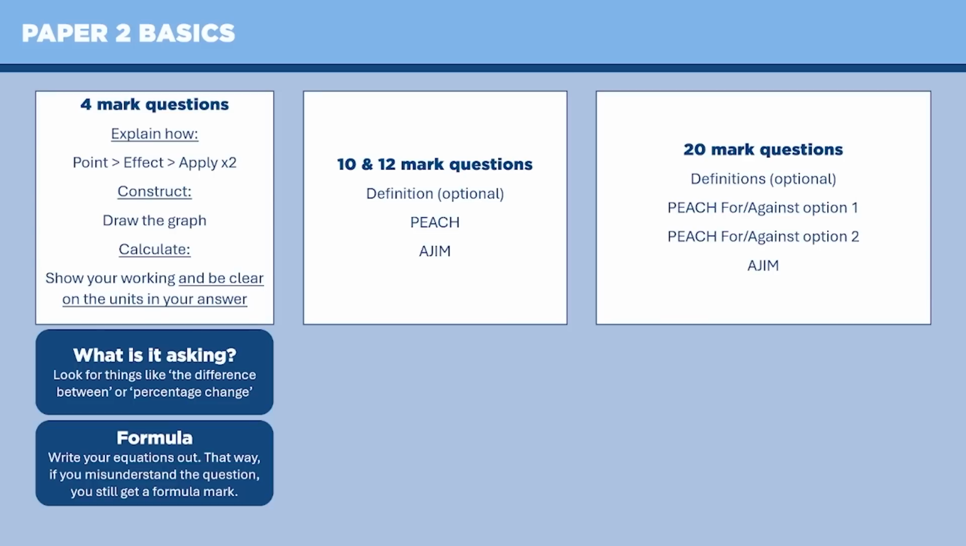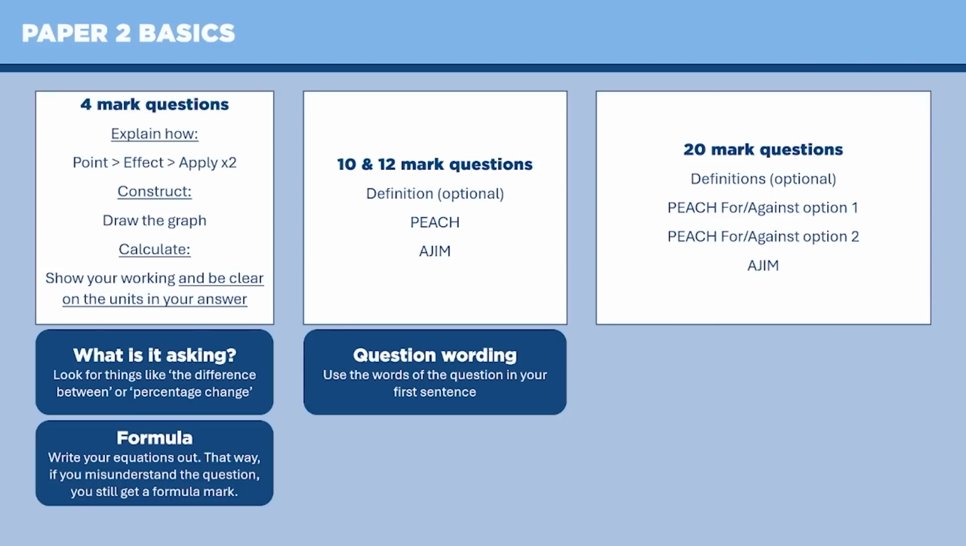For our 10 and 12 markers, optional definition, quite helpful to get you on the right sort of track from the very beginning. Then a PEACH paragraph which needs balance, and an AGILE conclusion. PEACH: point, effect, apply, circumstance, or consequence, however. Look at the question wording. Use the words of the question in your first sentence in each paragraph.